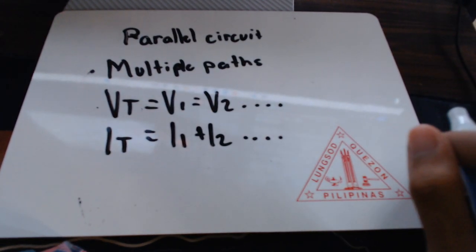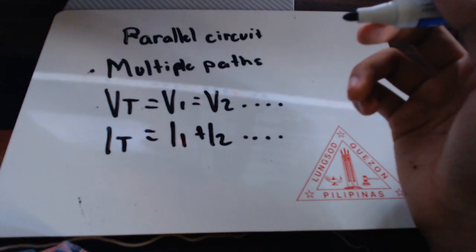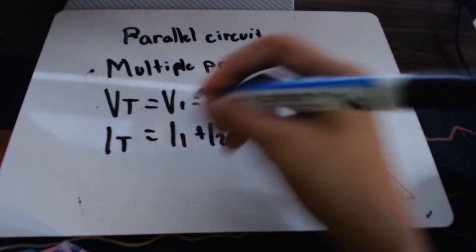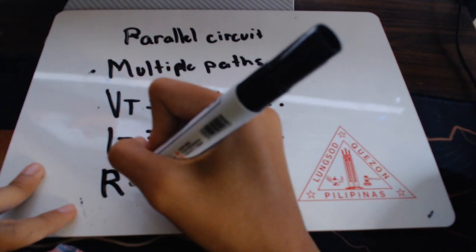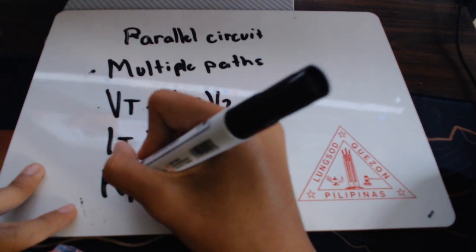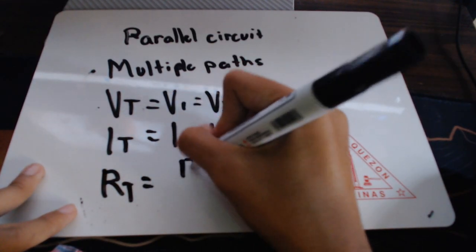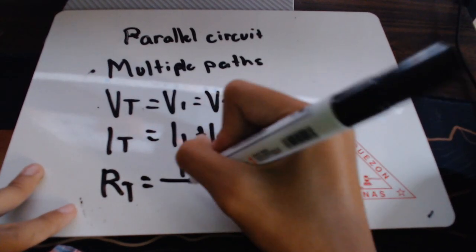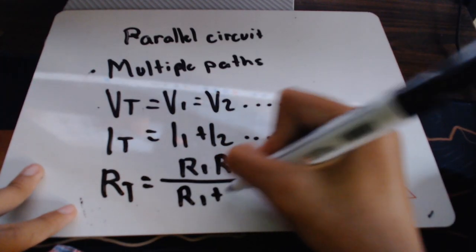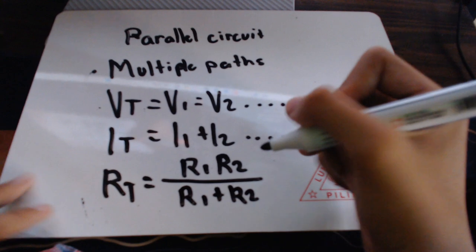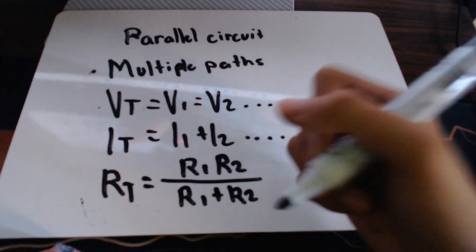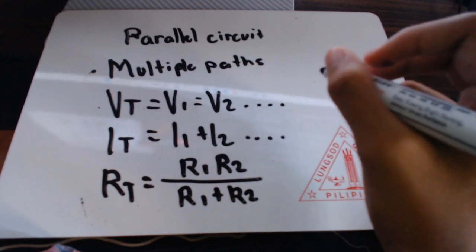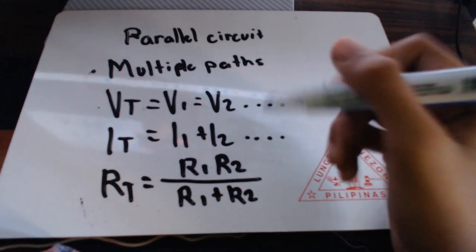For the resistors, if there are exactly two resistors in parallel, we can use this formula. Notice that we are multiplying the two resistances on top and adding them on the bottom. Parallel branches share the same voltage while their branch currents add to the total current.